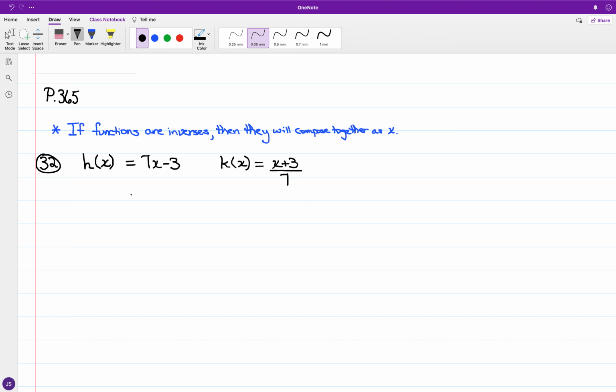And for what we have from page 365, now we have a couple of functions where h of x is equal to 7x minus 3, and k of x is equal to x plus 3 over 7. We're looking to see if these functions have an inverse relationship, as in the determination of whether they will compose together as x. So for the first part, I have h composed with k of x.